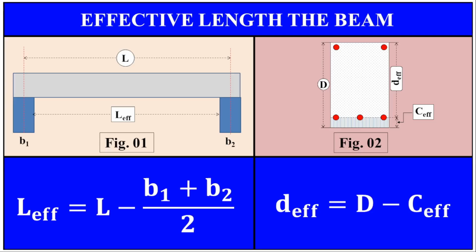Effective depth. As previously discussed in this series, the effective depth, Deff, of a beam is the distance from the compression face to the centroid of the tension reinforcement. In Figure 2, D represents the overall depth of the beam, and Ceff denotes the effective cover to the tension reinforcement. Below Figure 2, we see the equation for effective depth, Deff equals D minus Ceff. This concludes the explanation for this slide.